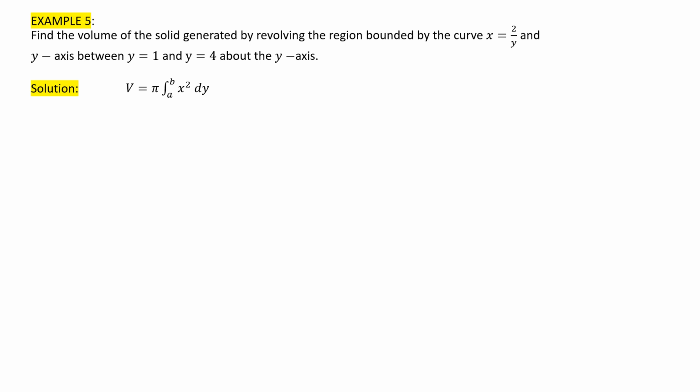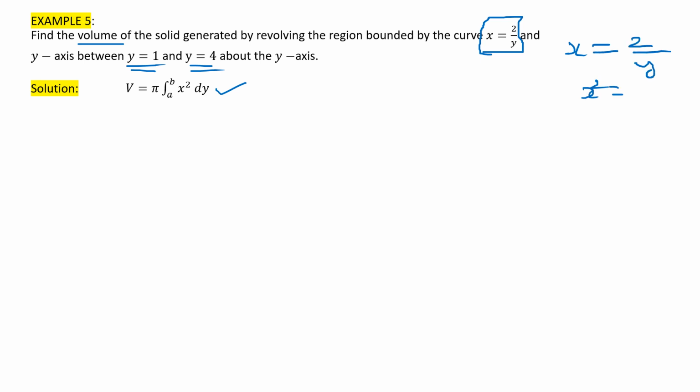Again, we are looking for the volume, but this time we have given the curve in terms of x. So here the curve is x equal to 2 by y. And see the limits here, y equal to 1 and y equal to 4. So now we have to change the formula. Now the formula will become capital V is equal to pi times integral a to b x to the power 2 into dy. We know that x equal to 2 by y, but what I need is x power 2.